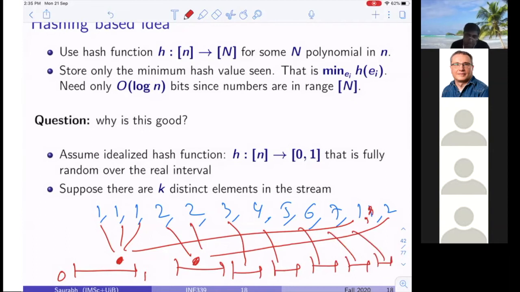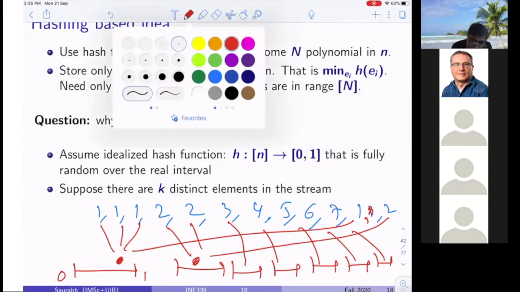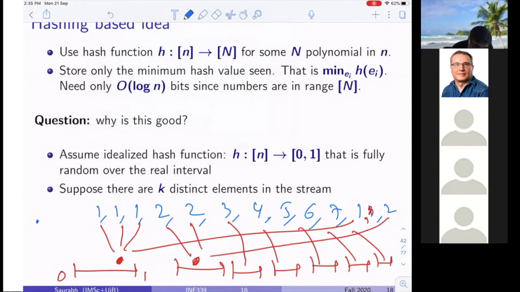So whatever may be the stream size, my hash function is going to give me k numbers in the interval 0 to 1, which are uniformly at random.